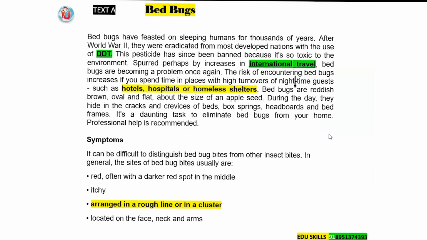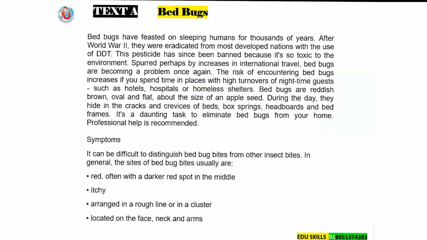Now text A. I've selected one text here. Text A, I've given the name as description and symptoms. So you can all take the material which you have. Text A talks about bed bugs, that is the description and symptoms. I'll just read it out. Bedbugs have feasted on sleeping humans for thousands of years. After World War II, they were eradicated from most developed nations with the use of DDT. You can highlight the abbreviation DDT. This pesticide has since been banned because it's so toxic to the environment.